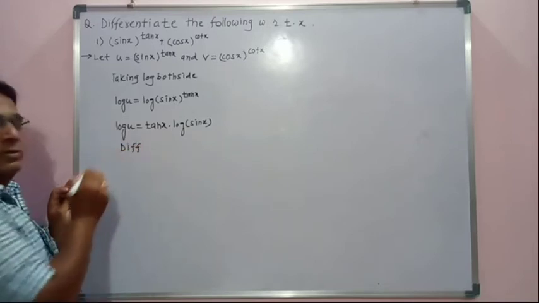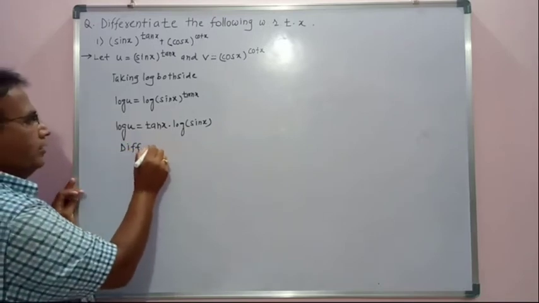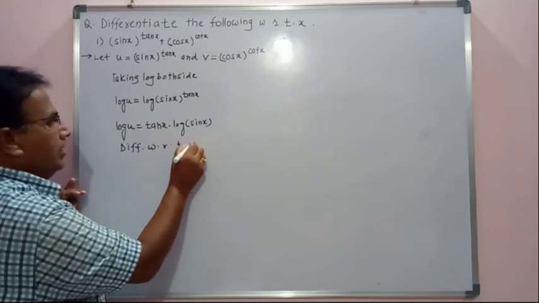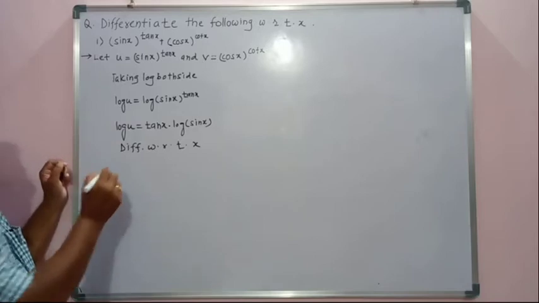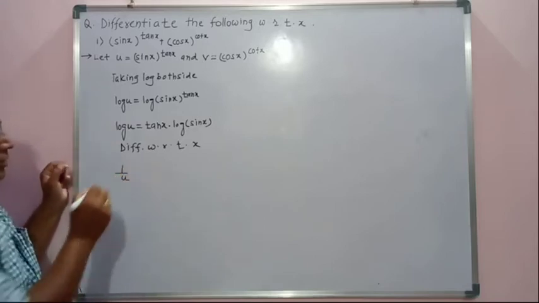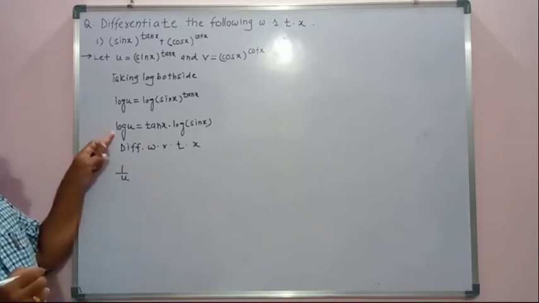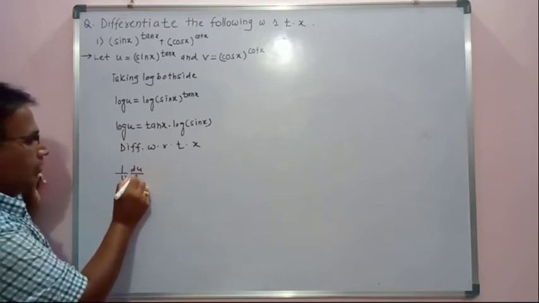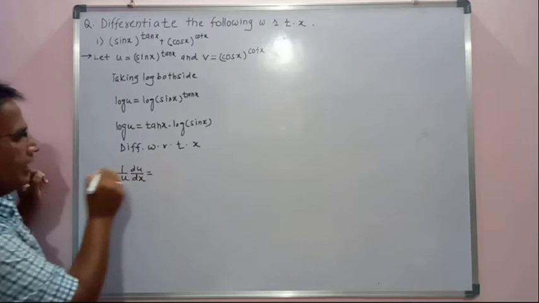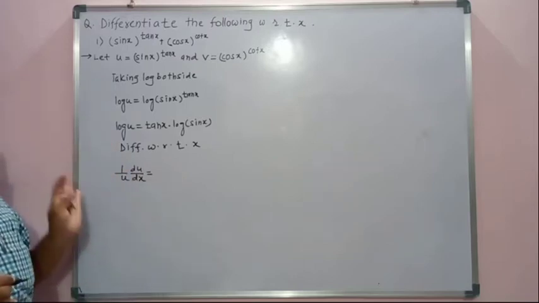Differentiate both sides with respect to x. The derivative of log u is 1 by u. The derivative of u is du by dx.